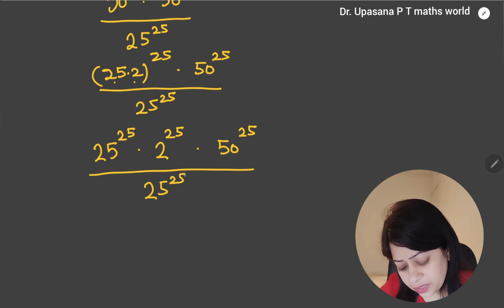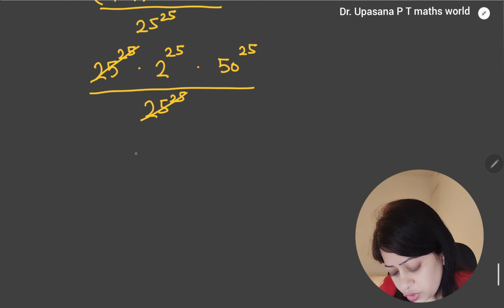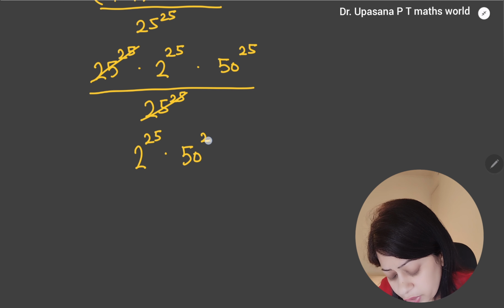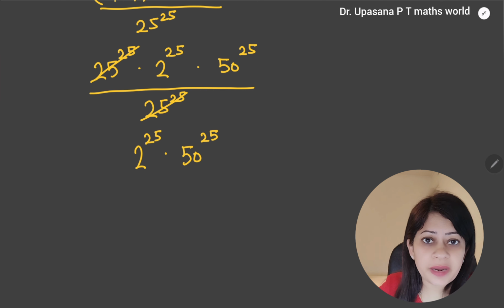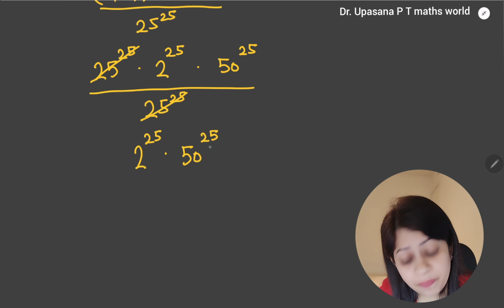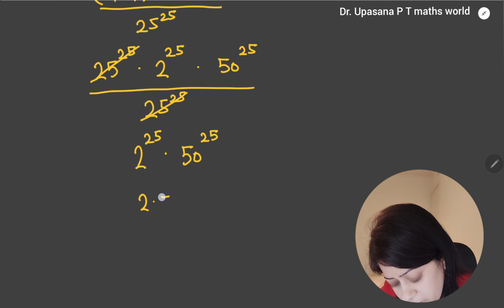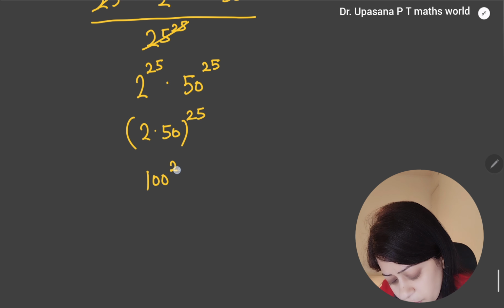As we can see, these both terms can be cancelled out. So now we are left with 2 raised to power 25 times 50 raised to power 25. When power is same, you can actually multiply the base, right? Because a raised to power m times b raised to power m is equal to ab raised to power m, right? So we have here 100 raised to power 25.